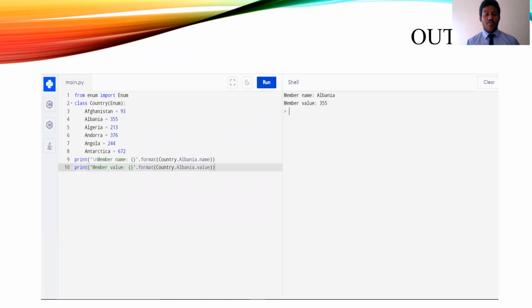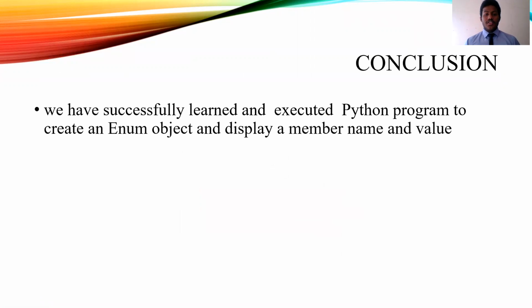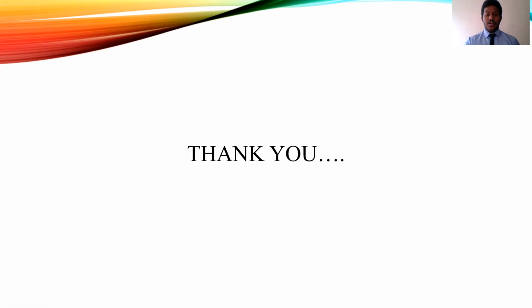So this is the output of our micro project. On the right hand side, you can see our output, which is Albania and its value 355. So we have successfully learned and executed a Python program to create an enum object and display a member name and value. That's all for our micro project. Thank you.